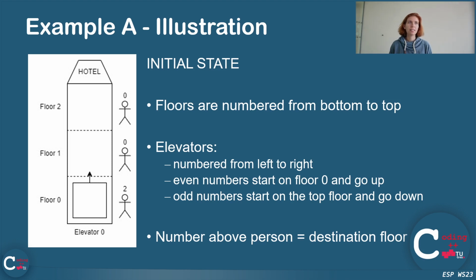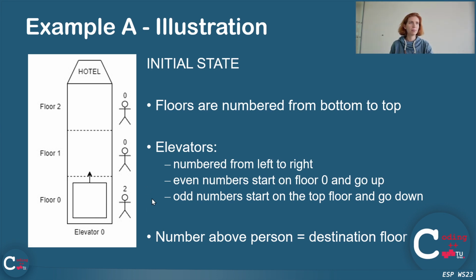In this illustration, you can see the initial state of the hotel and the elevators. You can see that the floors are numbered from bottom to top here. It starts with 0, then here we have floor 1 and floor 2, and the elevators are numbered from left to right. In this case, we only have 1 elevator, so this is elevator 0, but if we had multiple elevators, it would continue this way. And even numbered elevators start on the ground floor going up, and odd numbered elevators start on the top floor going down. So in this case, we have elevator 0, which is an even number, so this one starts at the ground floor going up.